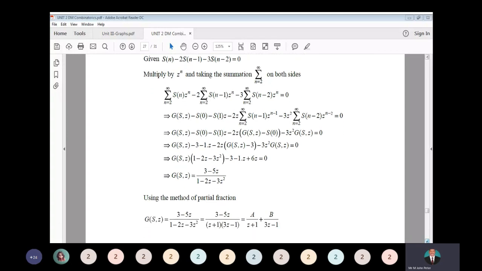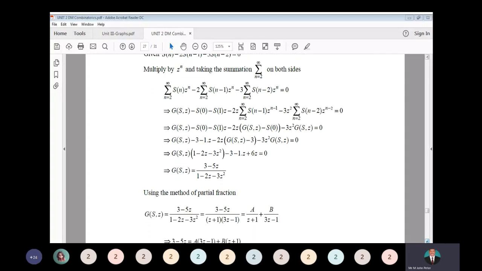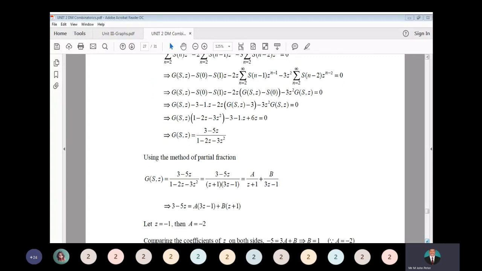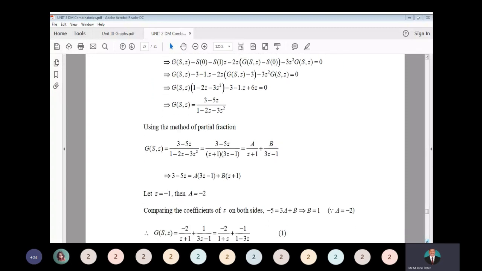So this generating function we have to solve. Using the method of partial fractions for G(s, z), the denominator is factorable, so we can apply partial fractions. That is, (z + 1)(3z - 1) is the factorization. Using that, the partial fraction is a/(z + 1) + b/(3z - 1). Take the LCM on the right hand side and eliminate the denominators on both sides. You will get 3 - 5z = a(3z - 1) + b(z + 1).